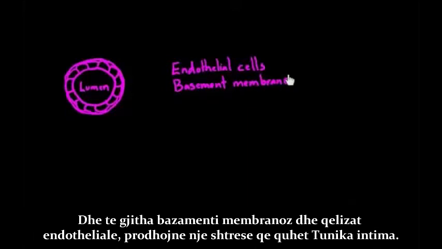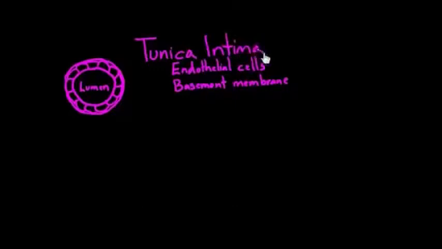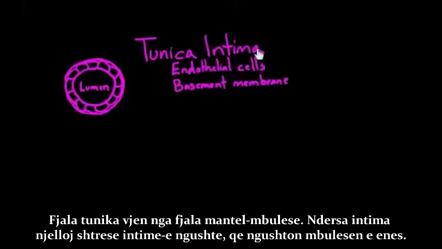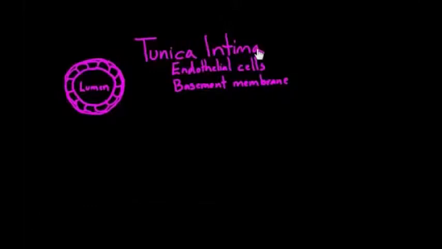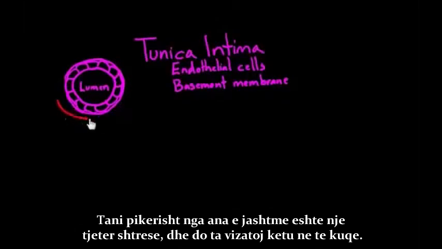And together, the basement membrane and the endothelial cells, they make up a layer called the tunica, I'm writing it nice and big, intima. They make up a layer called the tunica intima. And that's kind of the word we use because tunica comes from the word for coat or cloak. And intima is kind of the intimate layer, the intimate coating of the vessels. So tunica intima.